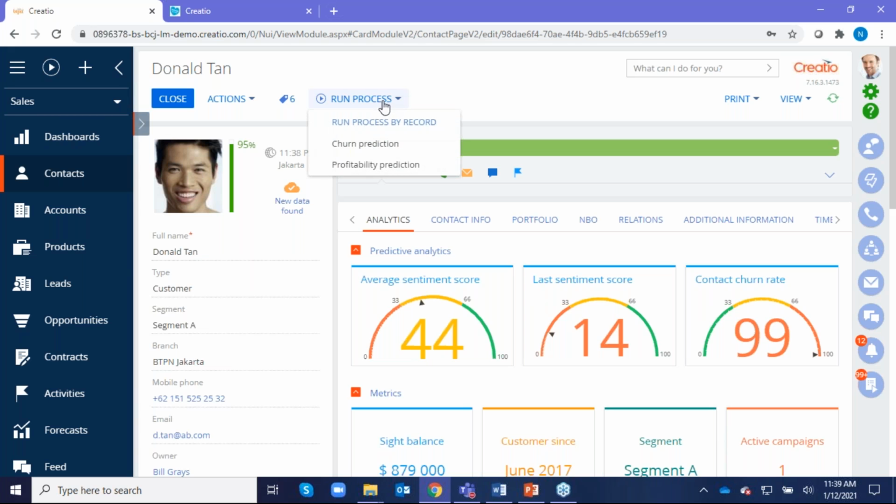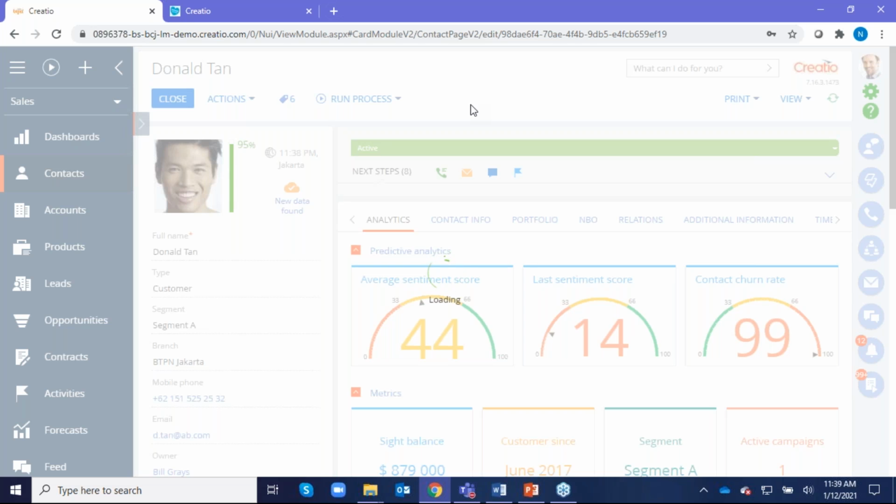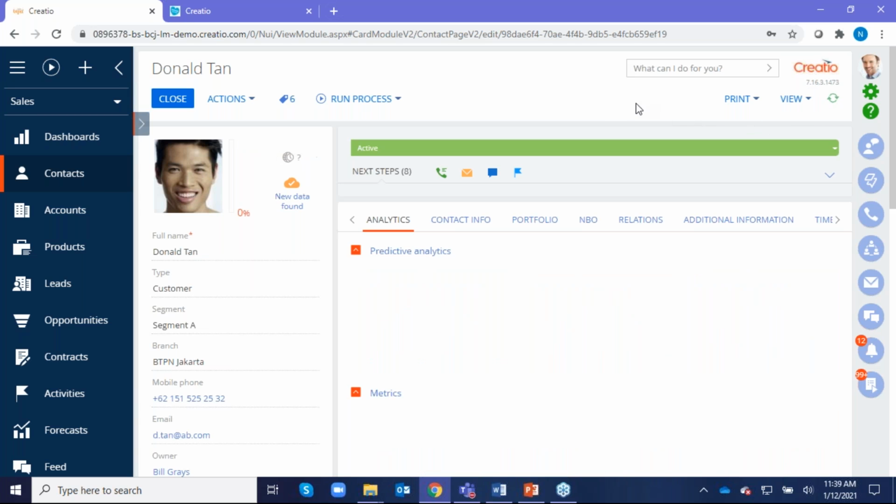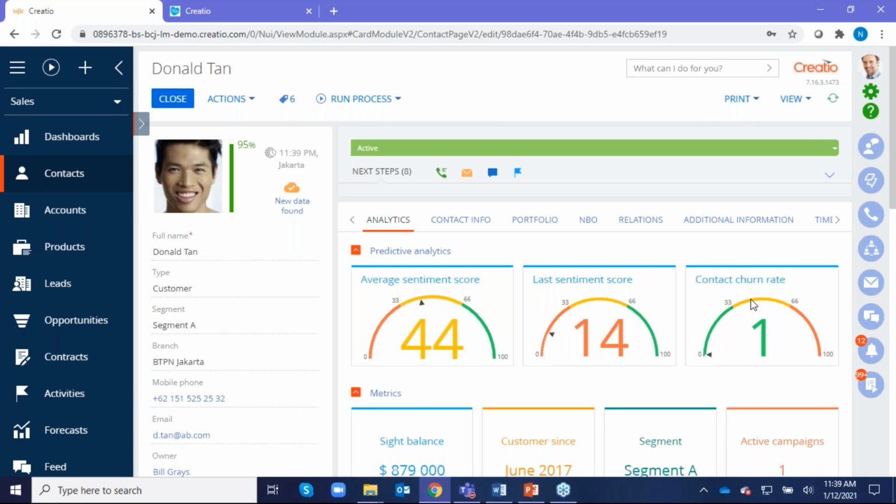So let me go ahead and rerun this again. And of course, I'm running this manually in here, but ideally this should be run automatically. I'm just showing you what the process looked like. Okay, so now the process is completely refreshed, and I'm going to refresh the screen, and now you should see a different score than 99.